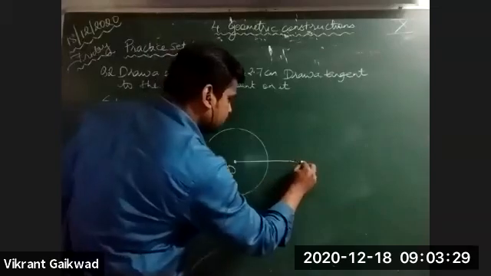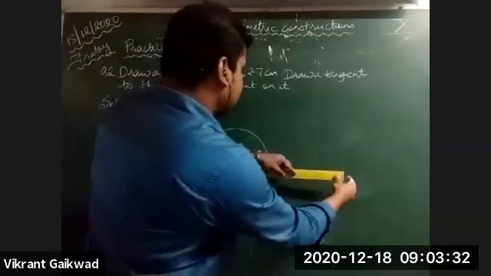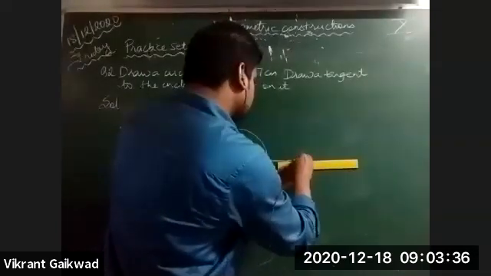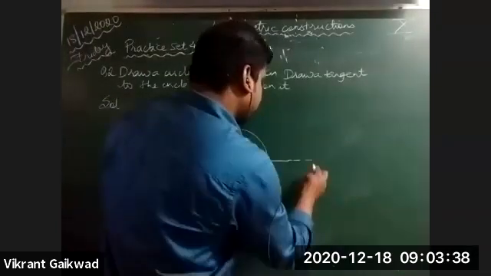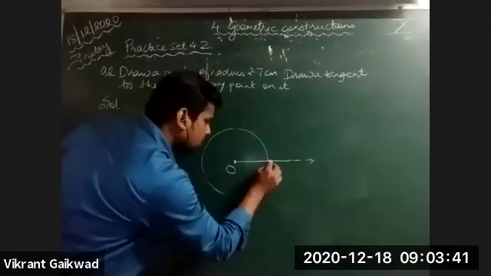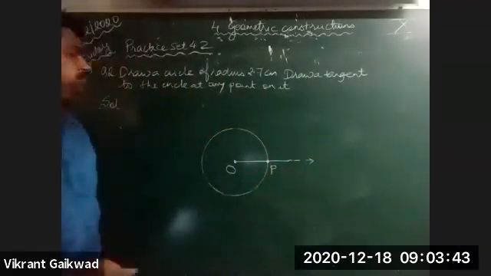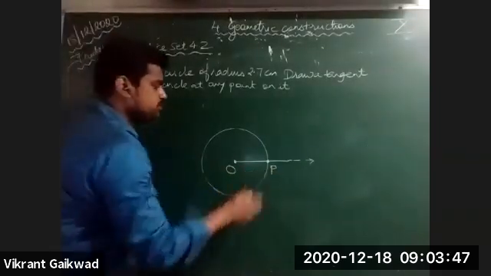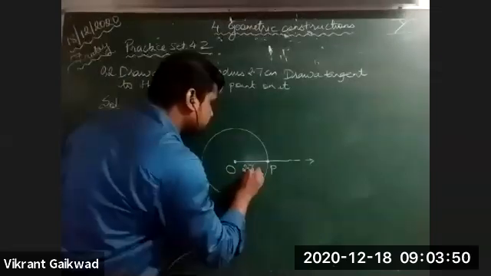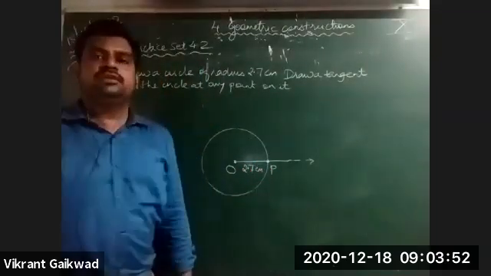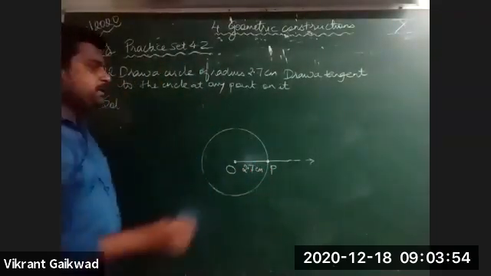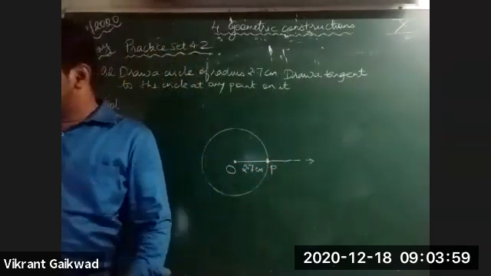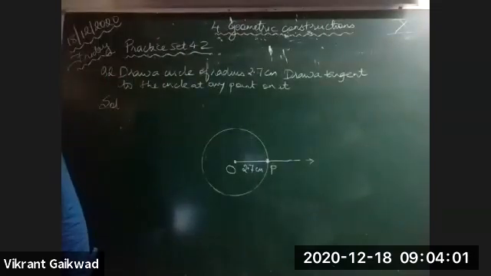The radius of the circle is 2.7 centimeters. I'm just going to extend the line, as we have to draw the perpendicular from that point. Now say P is the point on the circle. So OP is your radius, 2.7 centimeters. Now from point P, you have to draw the perpendicular bisector.